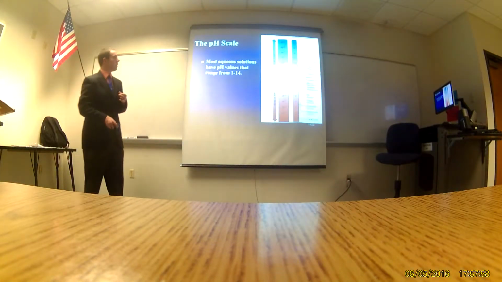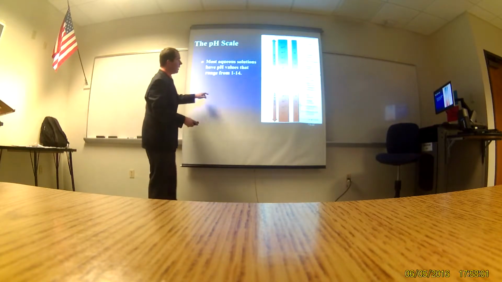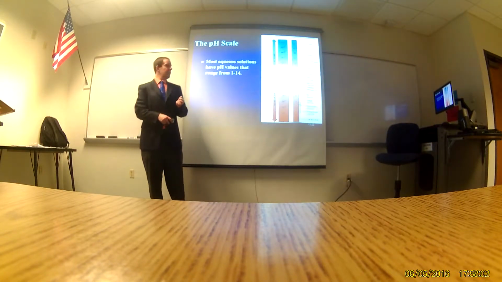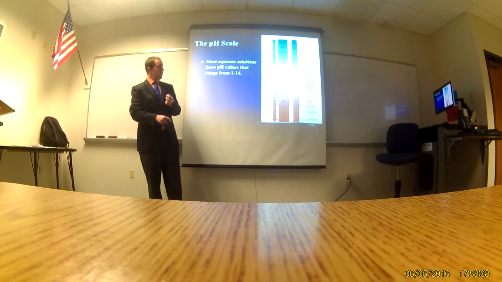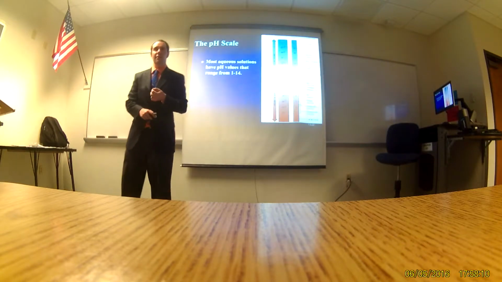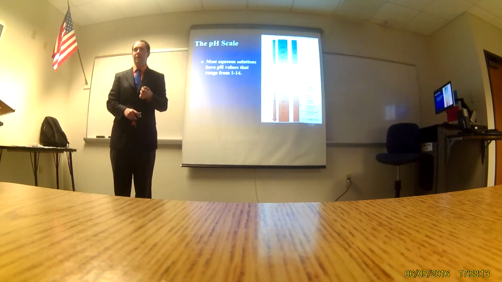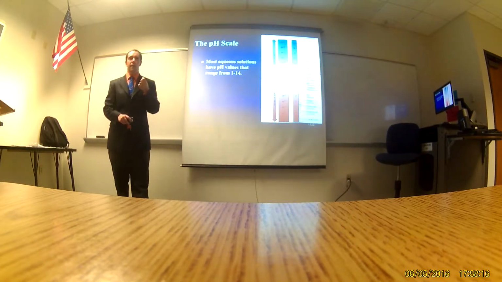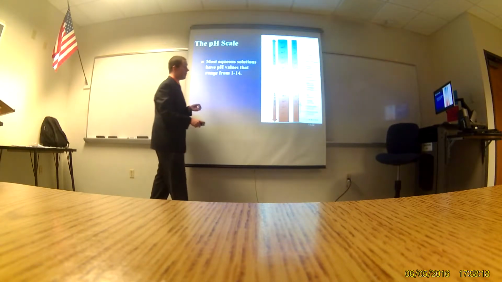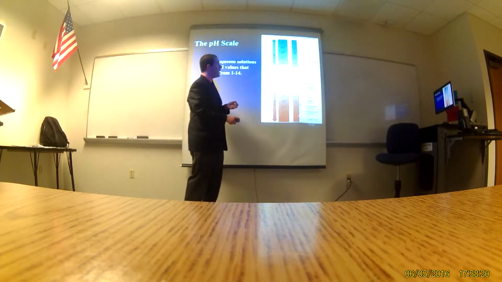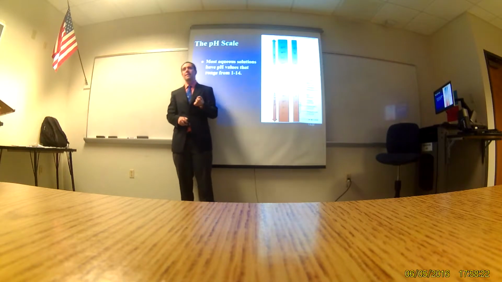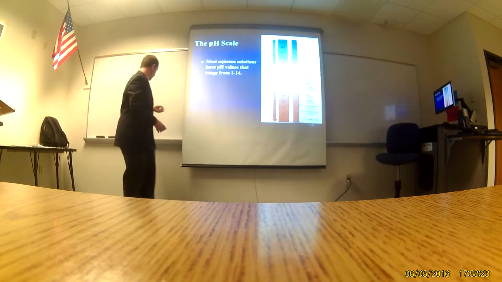So this is our pH scale. Everyone says the pH scale goes from 1 to 14. But that's not necessarily the case. If you do a problem and you get an answer that falls outside of 1 to 14, it does not mean it is wrong.